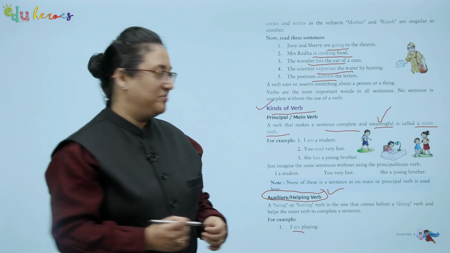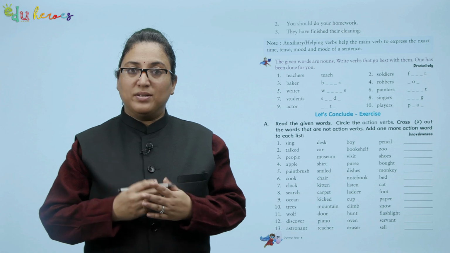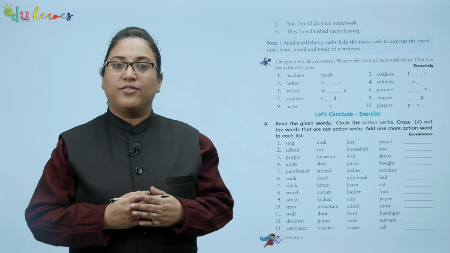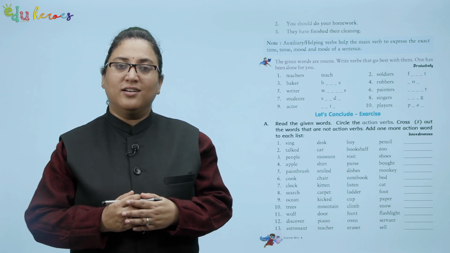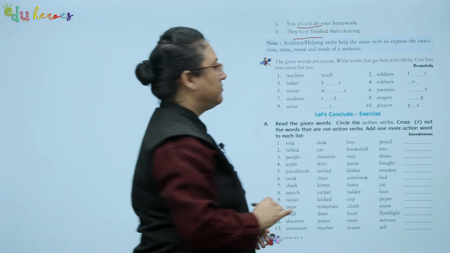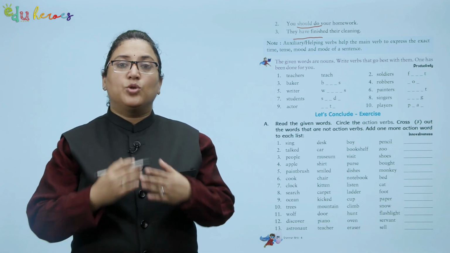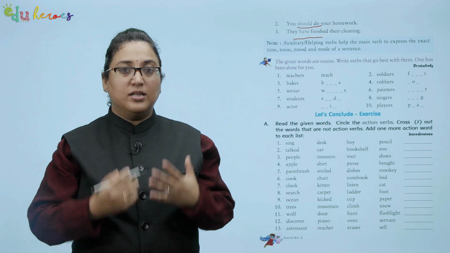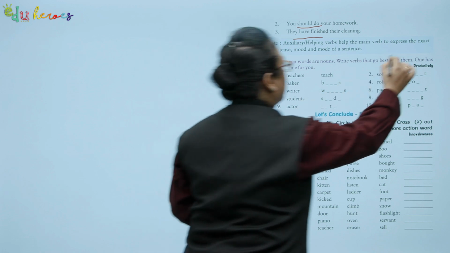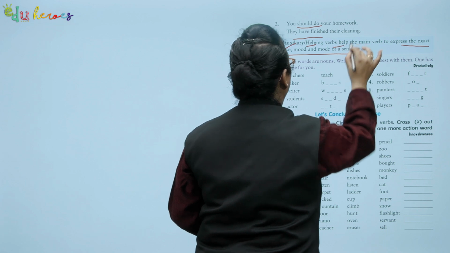Let's read further. Few more examples. You should do your homework. They have finished their cleaning. Let's underline the auxiliary verb here. Should and have. Auxiliary or helping verbs help the main verb to express the exact time, tense, mood and mode of a sentence. Exact time, tense, mood and mode.